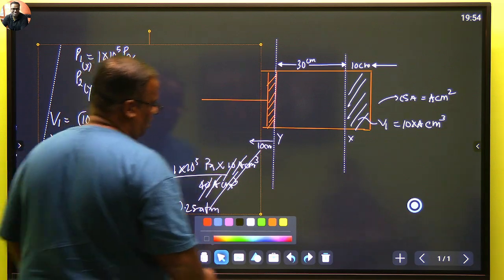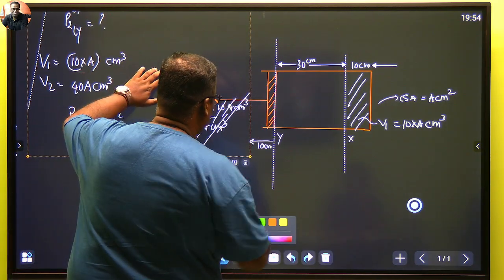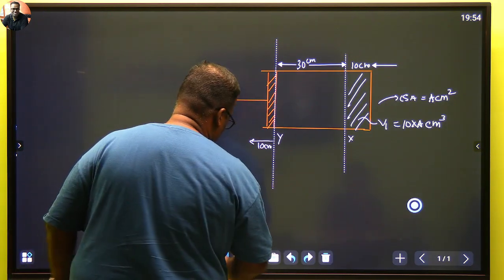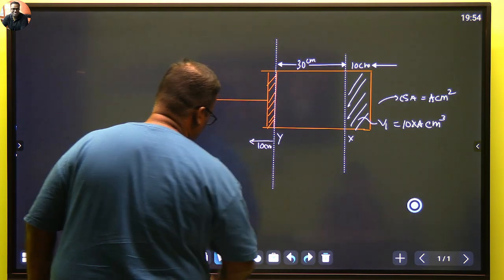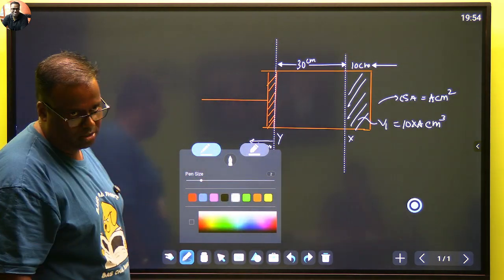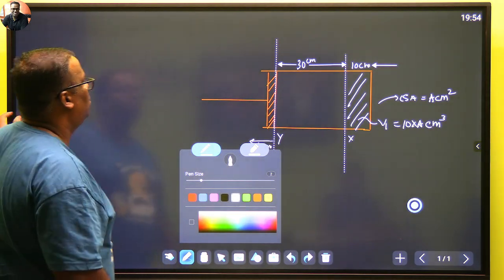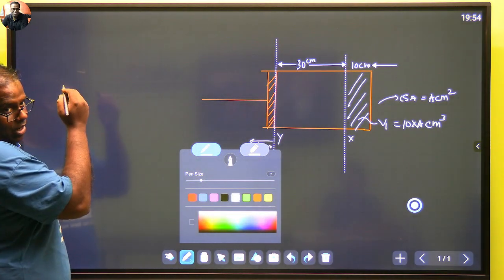No. So that's what I'm saying. Let us take the new data. So it has gone by 10 centimeters, right? So they have asked you what? How much should be the pressure? Pressure. So we will take data 2 as our data 1 now.